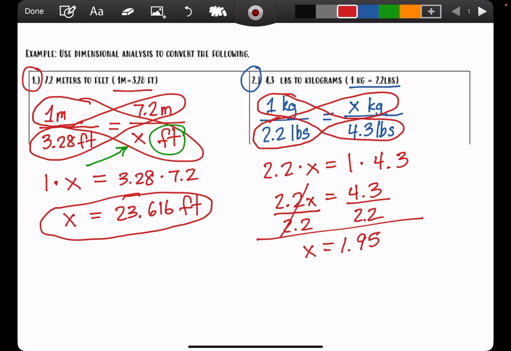And 1.95, well, what units is that going to be? Look back up at what x was. X was supposed to be in kilograms. So we just figured out this is 1.95 kilograms. And that's our answer as far as how many kilograms are in 4.3 pounds. There's 1.95 kilograms equivalent to 4.3 pounds.